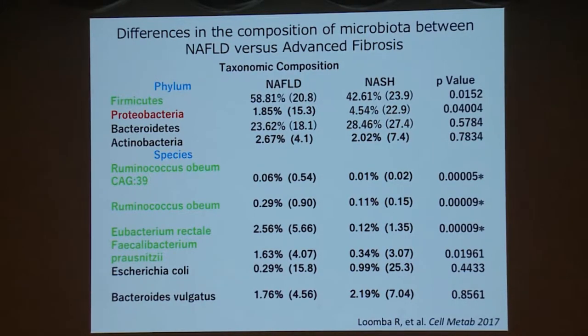At the phylum level, the gut microbiomes in both groups were dominated by members of Firmicutes and Bacteroidetes, followed by Proteobacteria and Actinobacteria. Furthermore, both Firmicutes and Proteobacteria were differentially abundant across the two groups, with Firmicutes higher in NAFLD, while Proteobacteria was higher in advanced fibrosis. At the species level, Eubacterium rectale and Ruminococcus obeum were the most abundant organisms in NAFLD, while Bacteroides vulgatus and E. coli were the most abundant in advanced fibrosis.